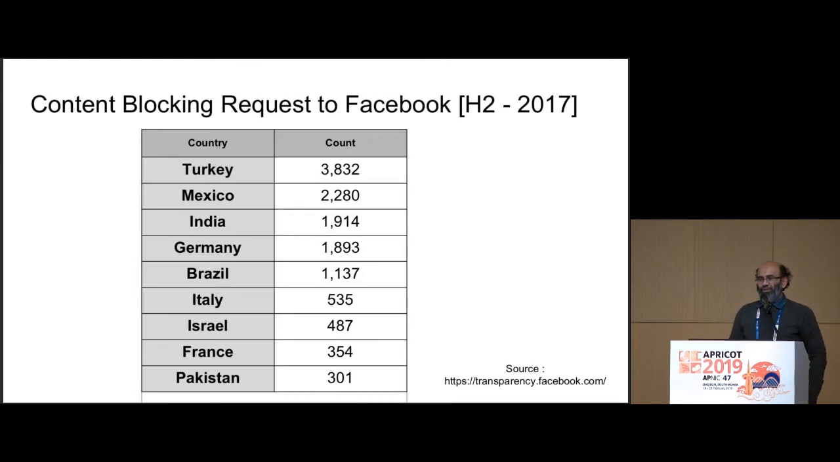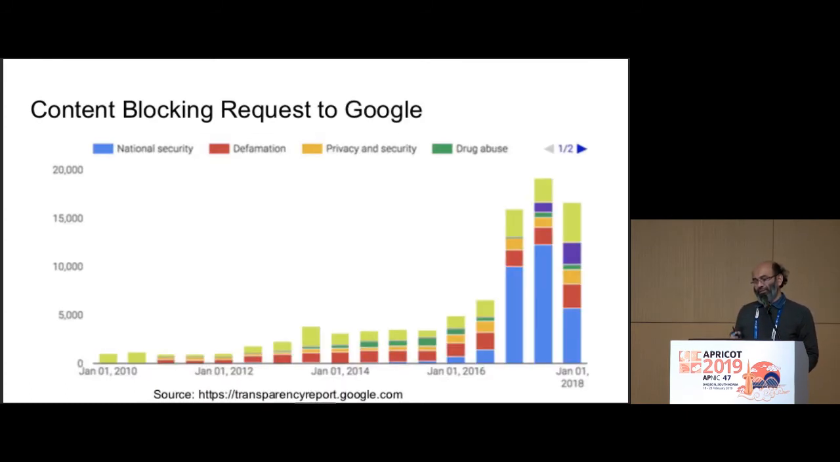So I tried to get some statistics on what is happening in different countries. This is a transparency report from Facebook: in the second quarter of 2017, these are the top countries that sent requests for content filtering to the content provider. This is somewhat good, since they are not blocking in the middle but asking the source of the content to block certain content. But you see that it's not only emerging economies; all sorts of countries have made some sort of content filtering request.